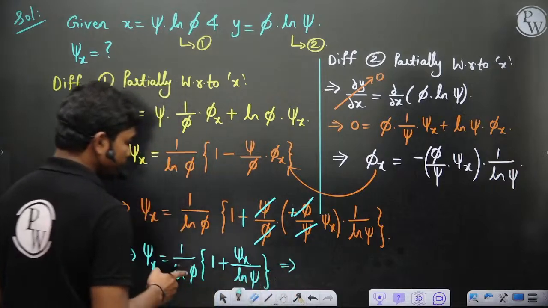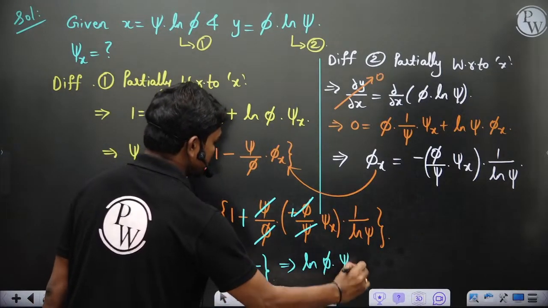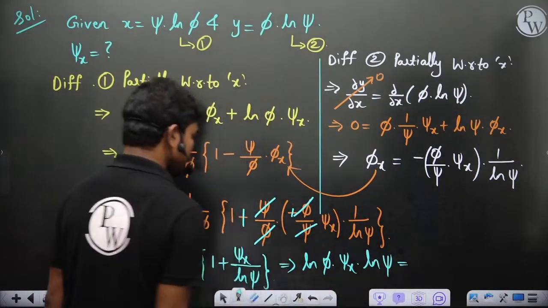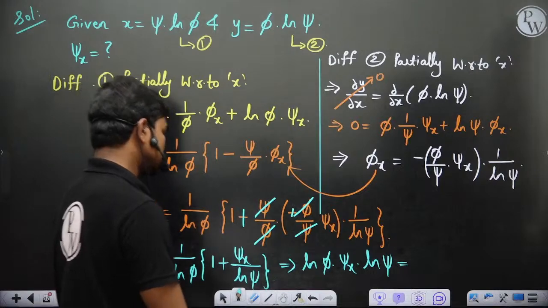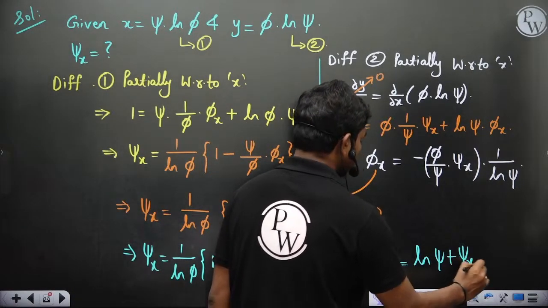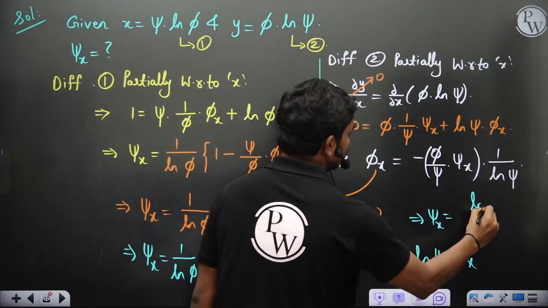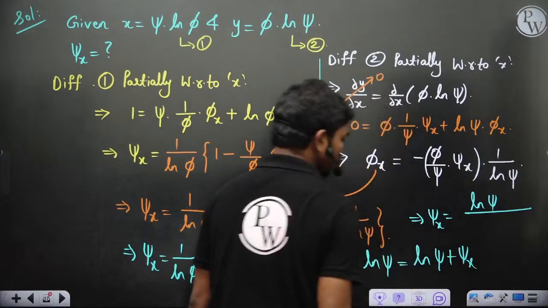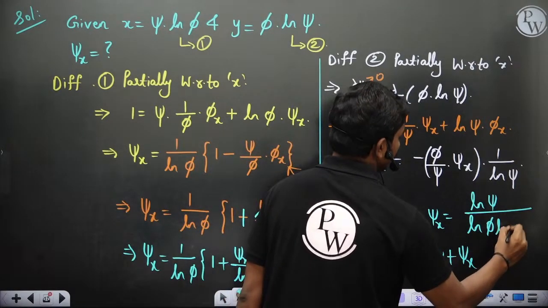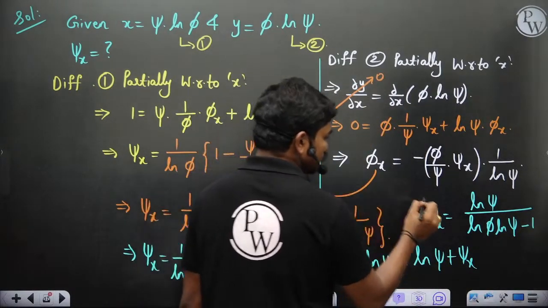Let's say if you multiply this ln phi here, so ln phi times psi x, if you take the LCM you will get ln psi also here. So this is equal to ln psi plus psi x. So what is the value of psi x from this? So psi x is equal to ln psi divided by ln phi ln psi minus 1. That's the value actually.